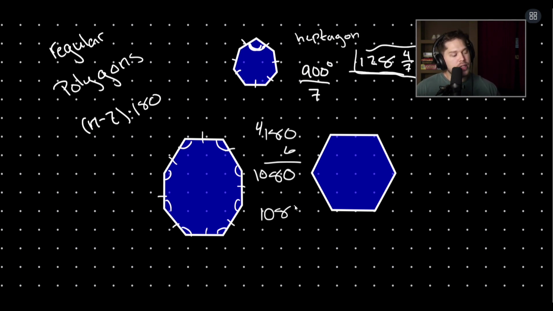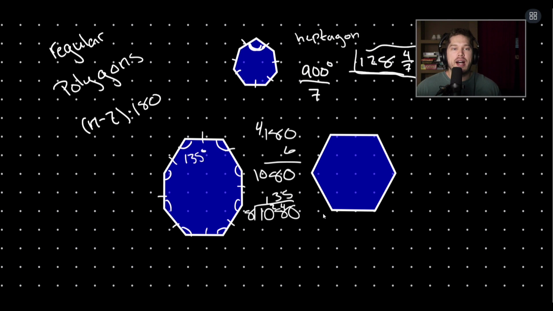So 1080 divided by 8. And here I'm going to do this more quickly. I'm going to do short division here. And we get an answer of 135. So each of these interior angles are 135 degrees. Okay.